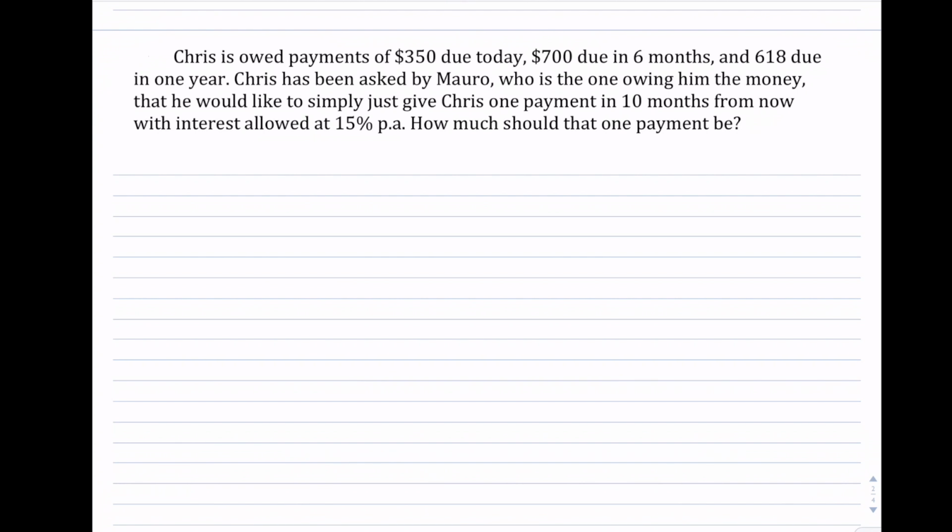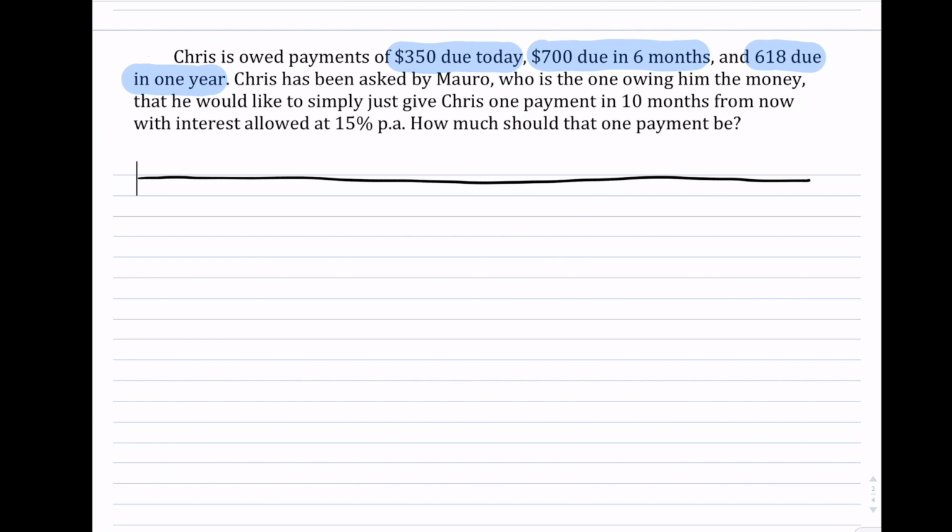So in this example, Chris is owed payments of $350, which is due today, and $700 due in 6 months, and $618 due in 1 year. So let me just draw this. As I said, I really like to utilize timelines just so that I can see visually what is happening. So we have this timeline.